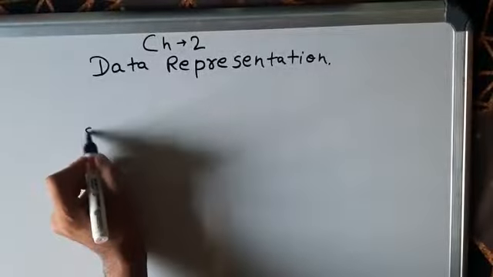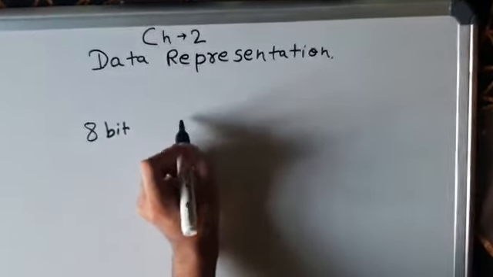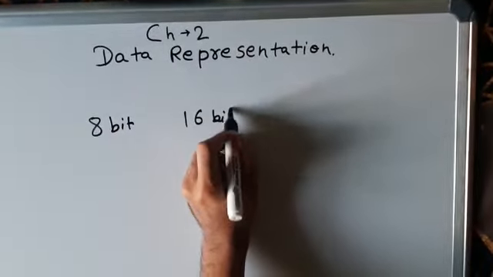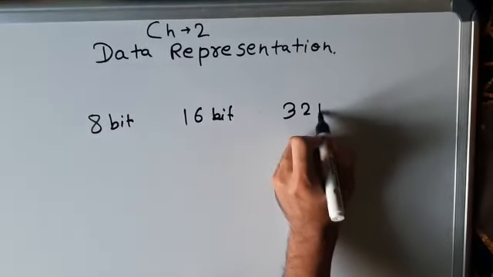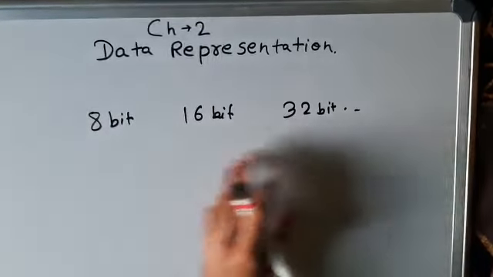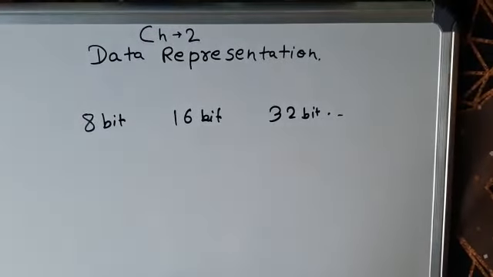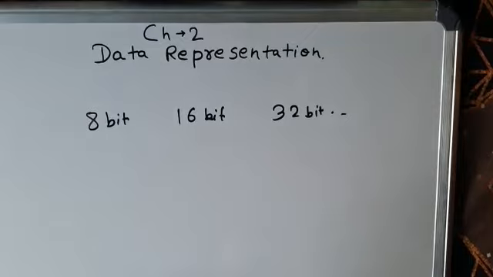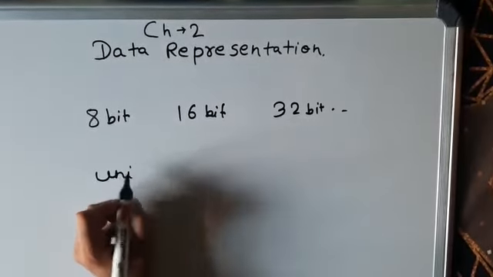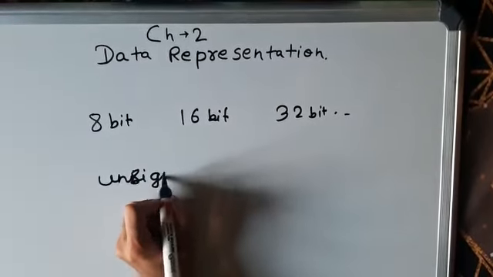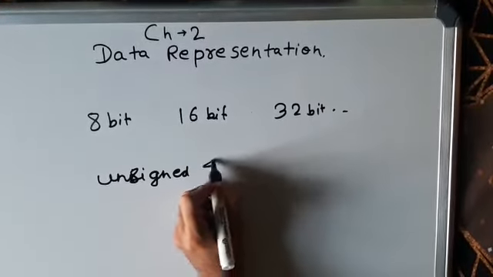We have studied about the 8-bit system, the 16-bit system, which is known as hexadecimal, the 32-bit system and so on. So to express each bit in a combined or common form, this is known as unsigned integers.